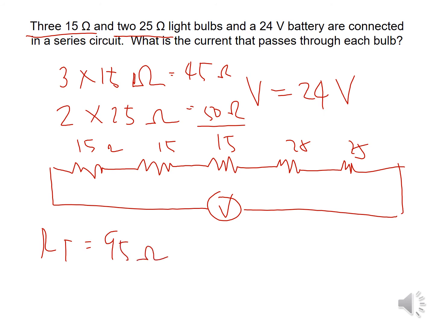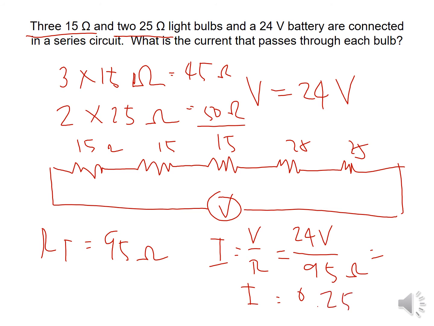And again, total voltage is 24 volts. So we can compute for current. Current is V over R. So this is V total over R total. 24 volts divided by 95. So 24 divided by 95. So this is equal to 0.25. Okay, 0.25 ampere.